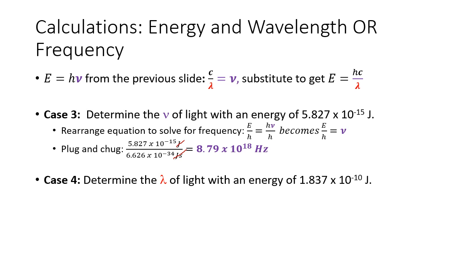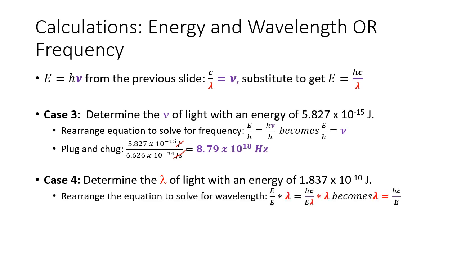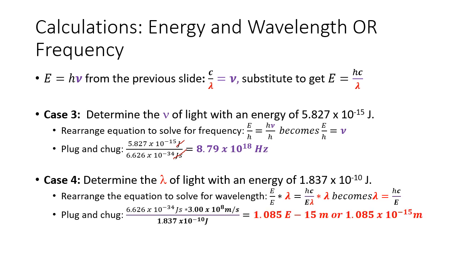Case 4. Determine the wavelength of light with an energy of 1.837 times 10 to the negative 10th. So in this case, we're going to use the E equals hc over lambda, and we're going to solve it for lambda. So if we rearrange that equation, we get lambda equals hc over energy. Then we plug and chug. And we get a number that is 1.08 times 10 to the negative 15th, which is tiny. That is why we put things in nanometers, because it's less obnoxious to look at.